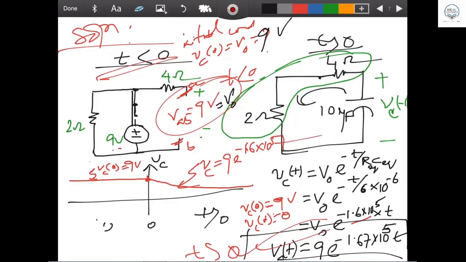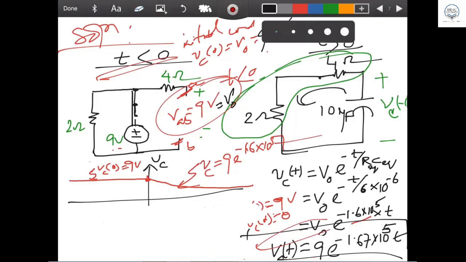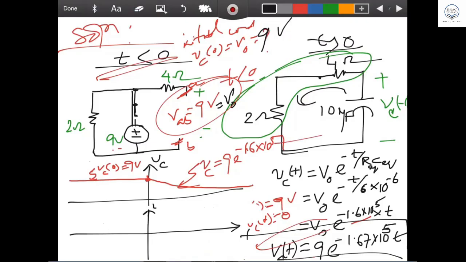And the last question. If I ask you for the current waveform IC, what to do? You don't need to go to the circuit. From the VC waveform, you can find the current waveform IC. Now, how do you do it? Tell me your name and I'll give you the point. How to find IC? IC is equal to what?